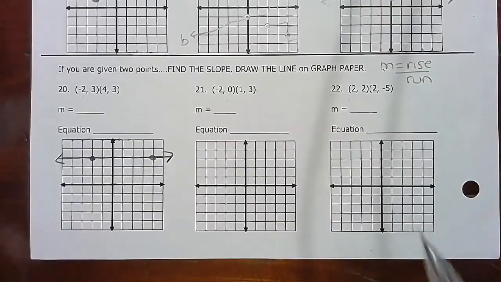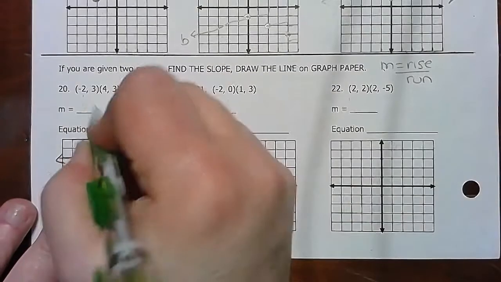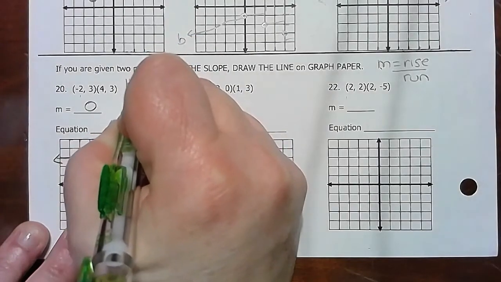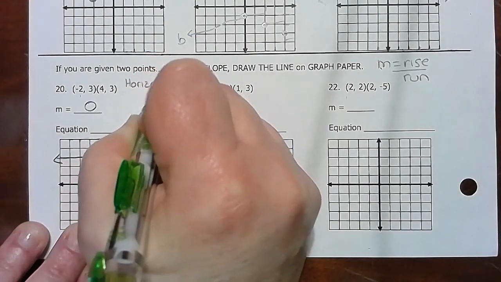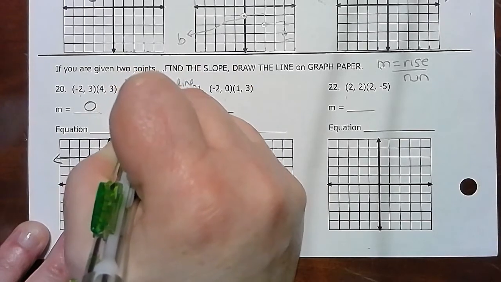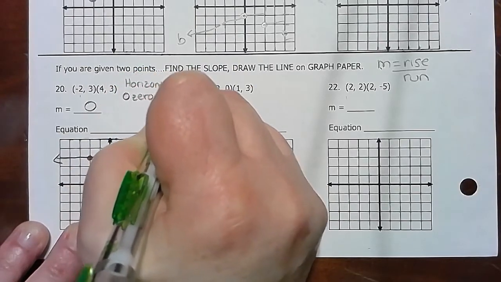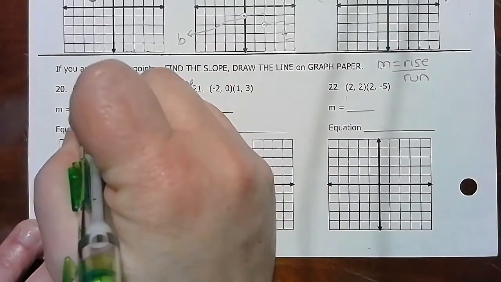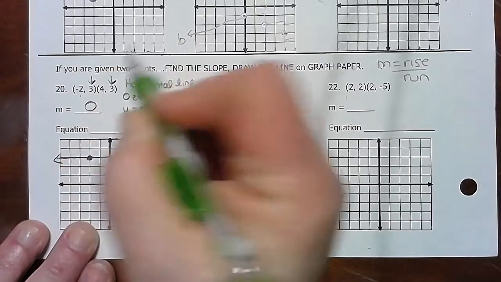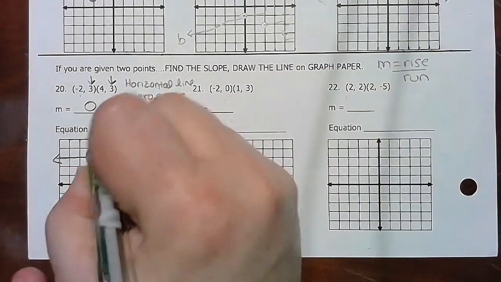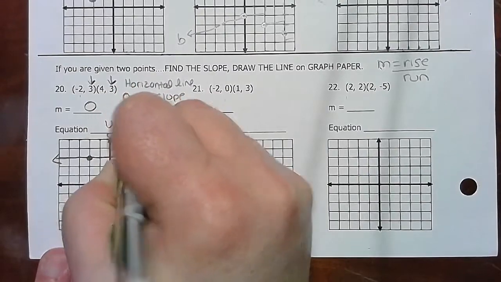When you graph it, can you tell me what the slope is? If it's a horizontal line, it's always 0. And remember, a horizontal line has a 0 slope, and its equation is y equals some number. And that number is always the y value on every point in that line. If you notice, it's always the same. So it's y is equal to 3.